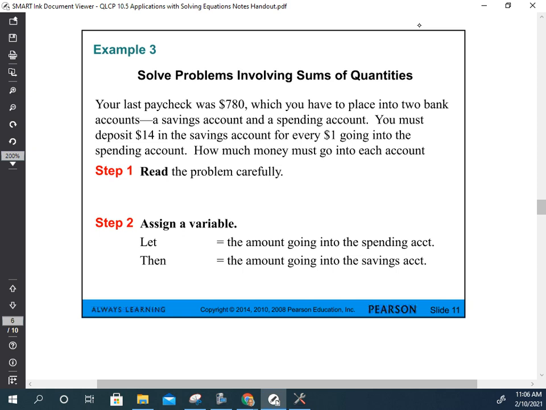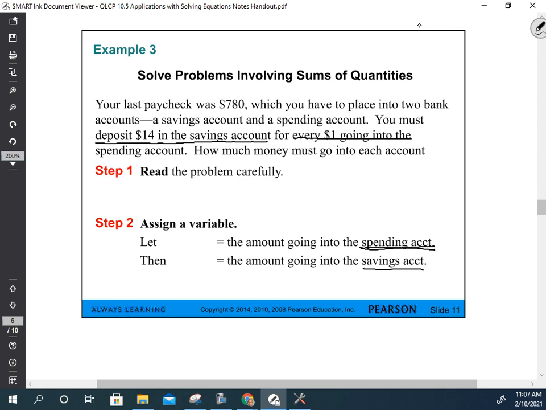So in this case, your last paycheck was $780. The thing is, you must put $14 in the savings for every $1 that goes in the spending account. So we're missing two things. How much is going into spending? How much is going into savings? So let's set up some variables.